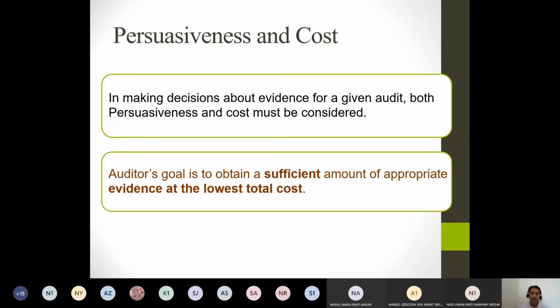In making decisions about evidence for a given audit, both persuasiveness and cost must be considered. The auditor's goal is to obtain a sufficient amount of appropriate evidence at the lowest total cost.